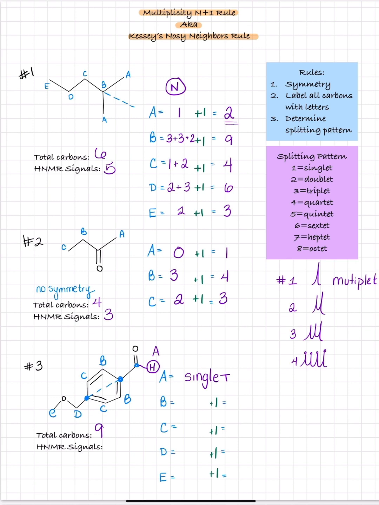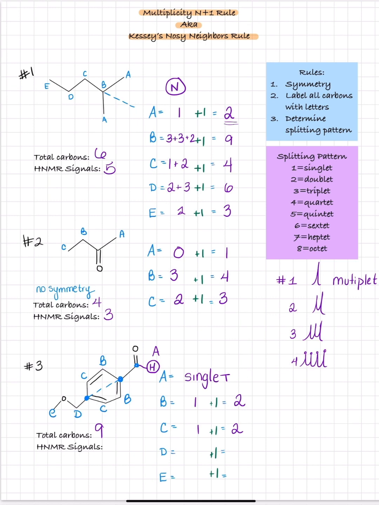Now for B, you'll see that B is next to the carbon that has 0, and it's also next to C that has 1. So that's going to be 1 plus 1 is equal to 2 for a doublet. Again, we look at C. C is connected to B that has 1, and next door to it has 0. So that's going to now be 1 plus 1, 2 again, doublet.